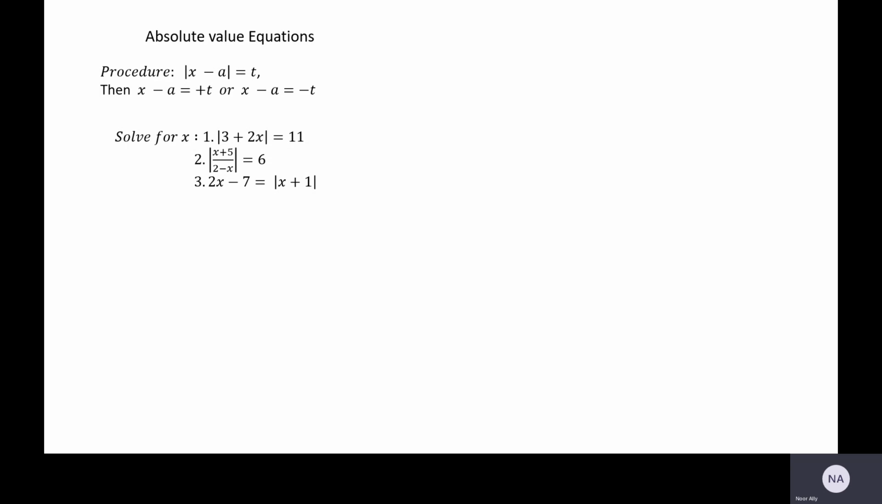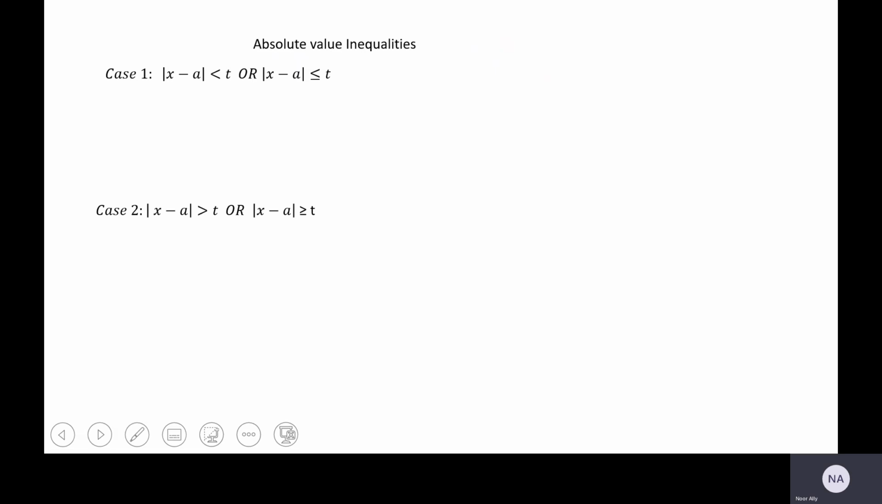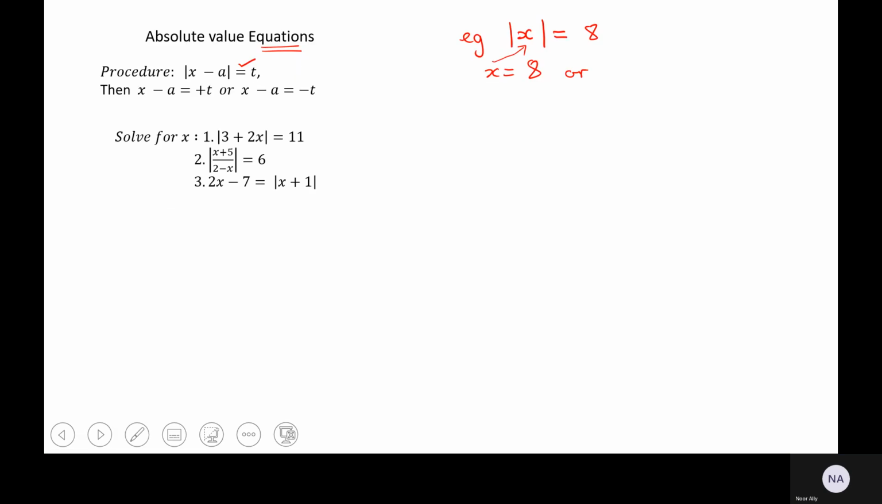So the procedure. Now, the first one I'm going to look at is equations, the equal to sign. And if you look at a simple example, let's say I give you the absolute value of x is equal to 8. What numbers can I substitute here that will give me 8 as an answer? Well, that x could be either plus 8 or it could be minus 8. So there are your two answers.